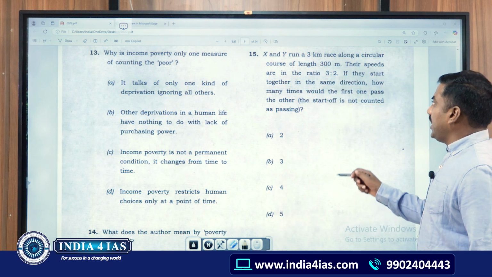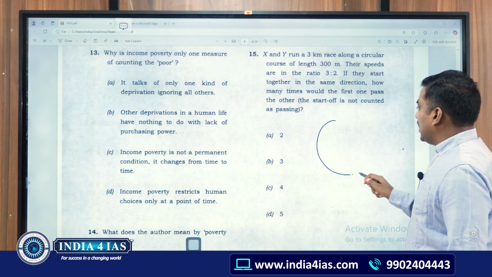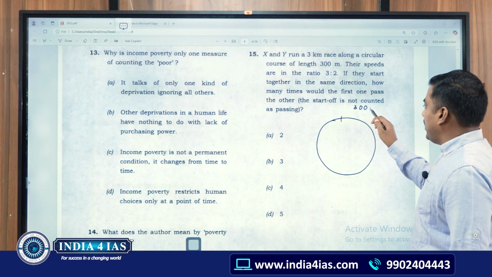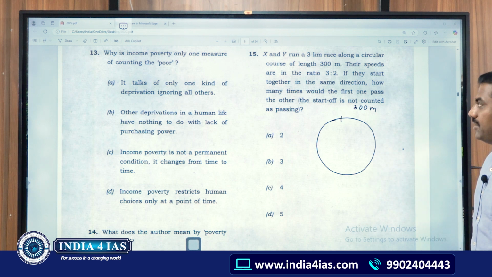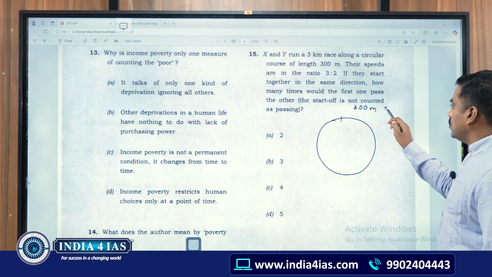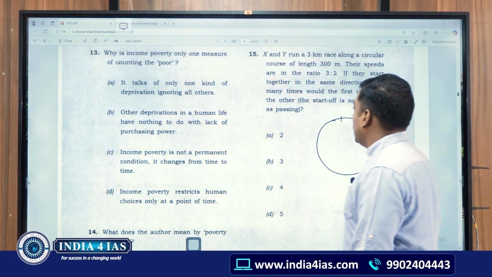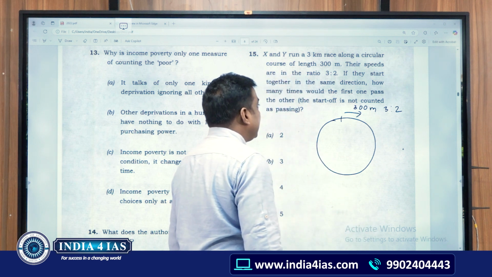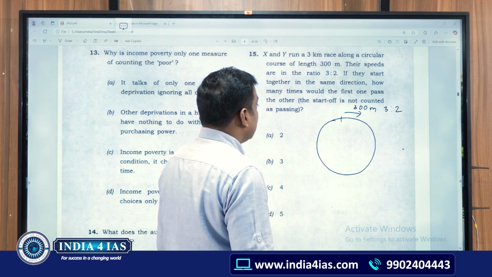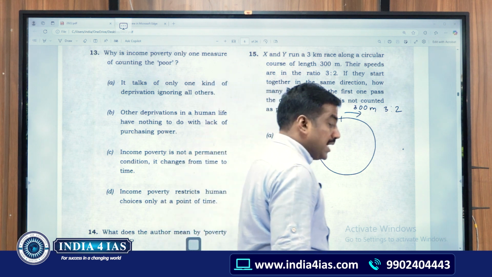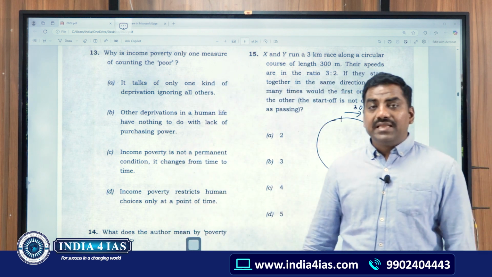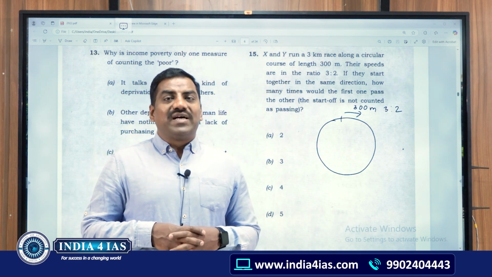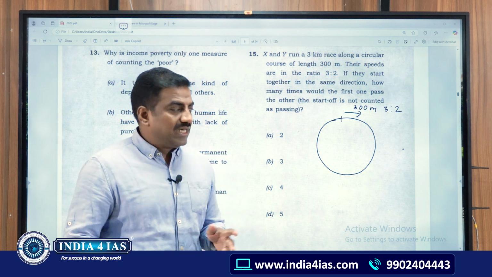X and Y run a 3-kilometer race along a circular course. There is a circular course whose perimeter, or circumference, is 300 meters. Their speeds are in the ratio 3:2. If they start together in the same direction, how many times would the first one pass the other, the start-off not counted as passing? So here they are running in the same direction, and how many times the faster one crosses the slower one, that is what is being asked.